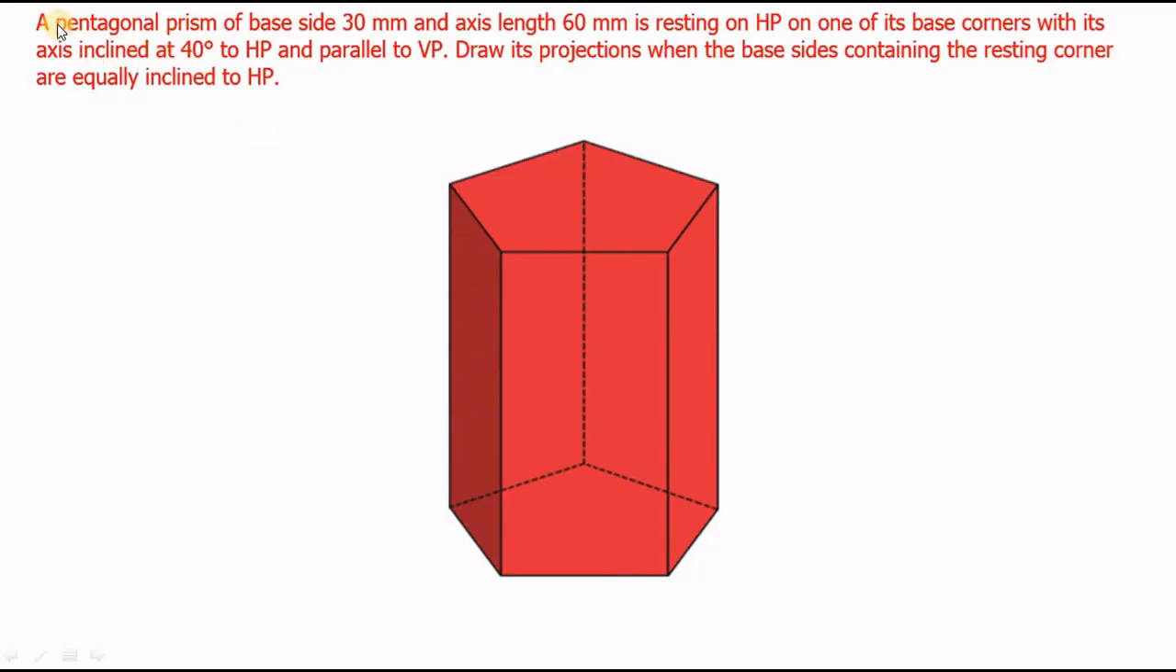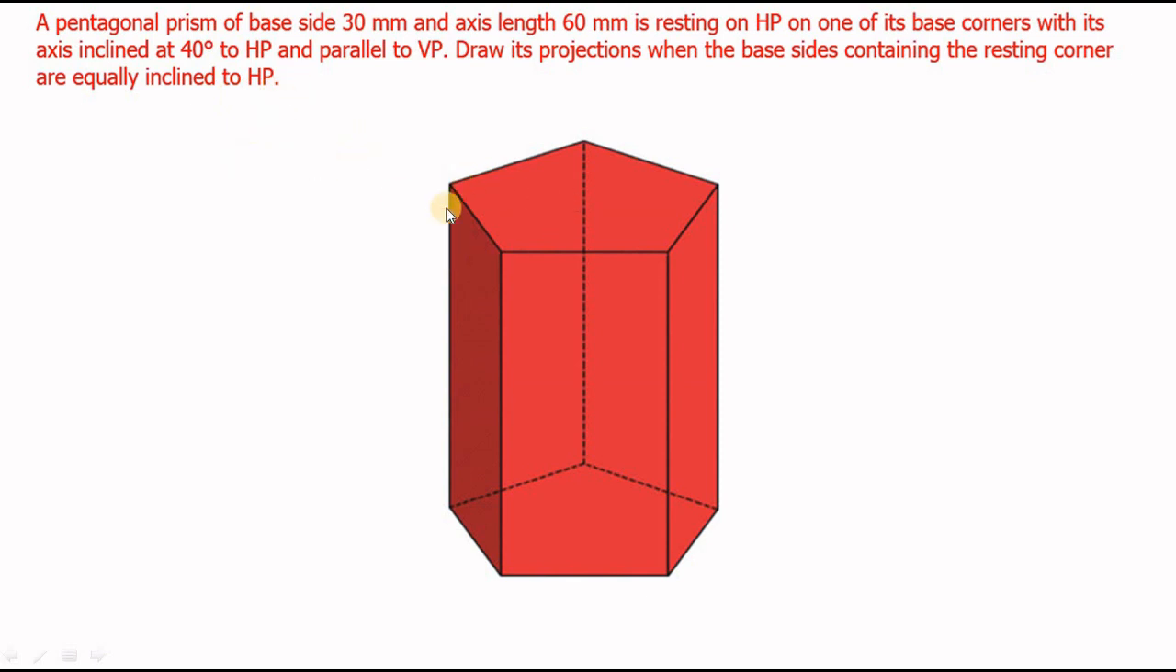The question is, a pentagonal prism of base side 30 mm and axis length 60 mm is resting on HP on one of its base corners, with its axis inclined 40 degrees to HP and parallel to VP. Draw its projections when the base sides containing the resting corner are equally inclined to HP.